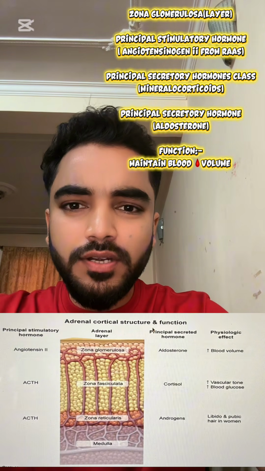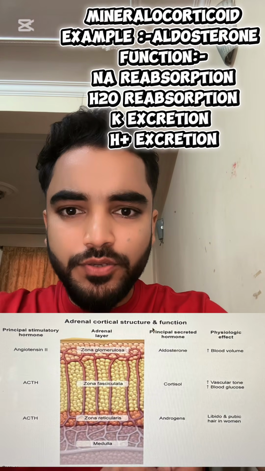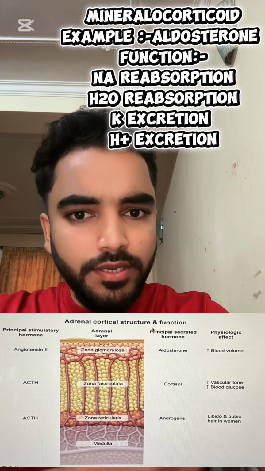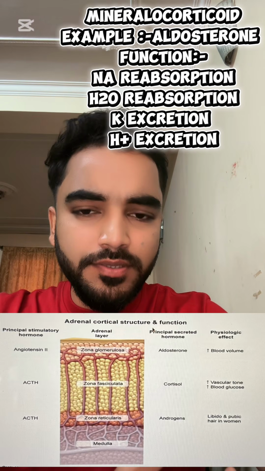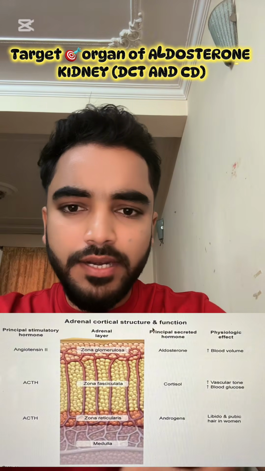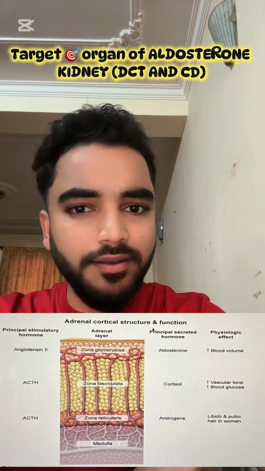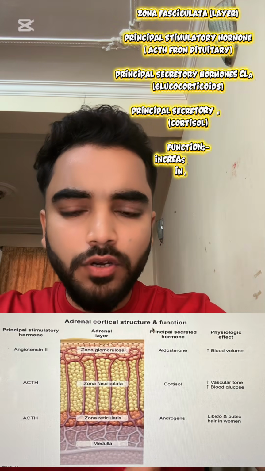Now let's talk a little bit about mineralocorticoids. The example of a mineralocorticoid is aldosterone, and its main functions are sodium reabsorption, water reabsorption, potassium excretion, and H plus excretion. The main target organ is the kidney, where it works on the distal convoluted tubule and collecting duct. Now we'll talk about the zona fasciculata layer.